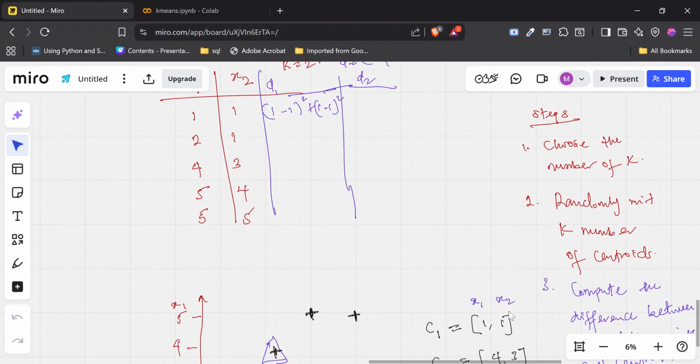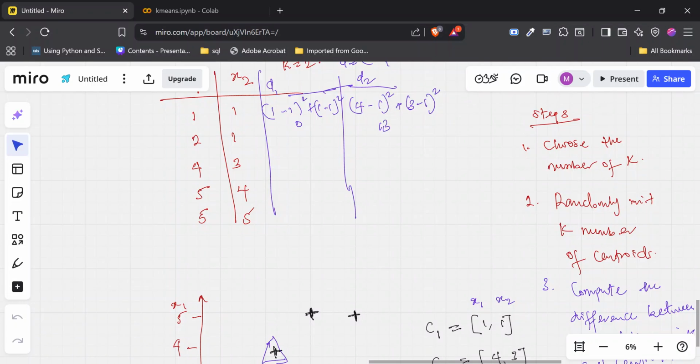And cluster 2 is 4, 3. So that's going to be 4 minus 1 squared plus 3 minus 1 squared. So here, this is going to be 0 plus 0, that is going to be 0. And this is going to be 4 minus 1, 3, 9 plus 4, that's 13.